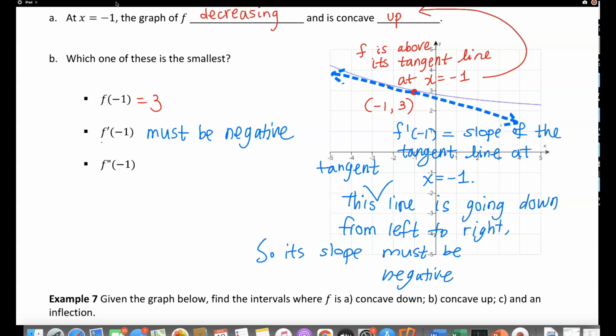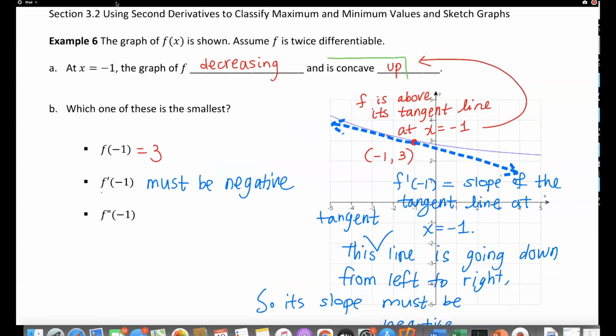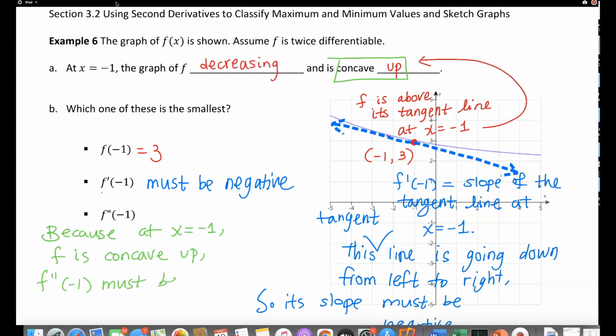How about the last one? Oh, wow, they're now asking for f double prime of -1. So what will that be? I think we already talked about it. Didn't we say at x equals -1, concavity is up, right? So because at x equals -1, f is concave up, what we know is f double prime of -1 must be positive.